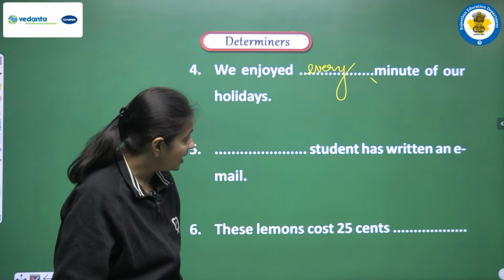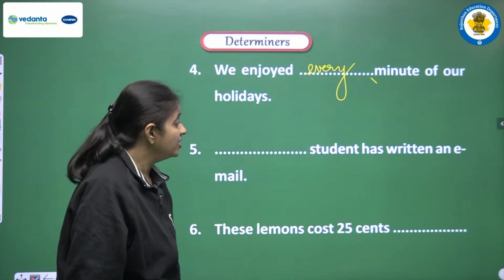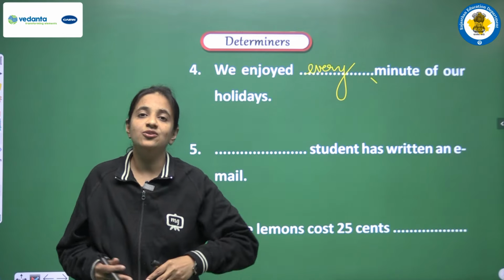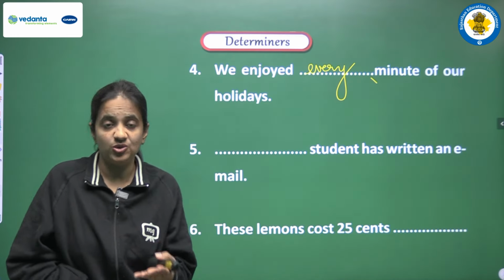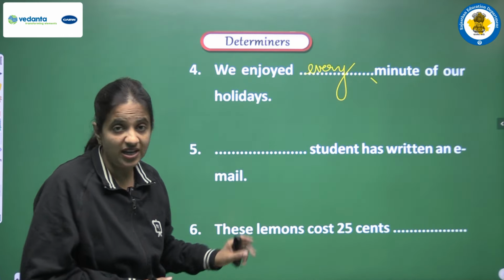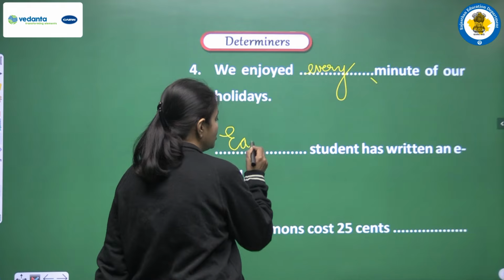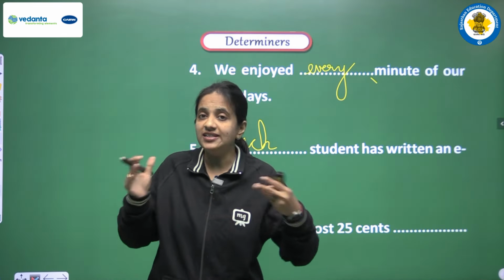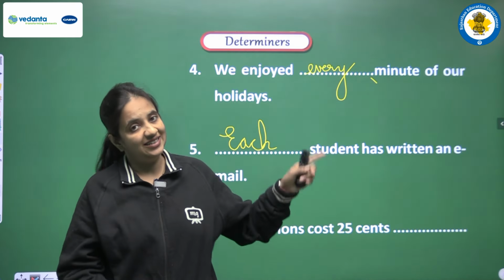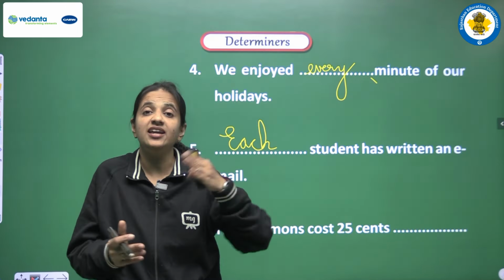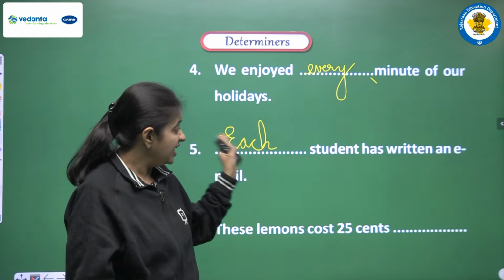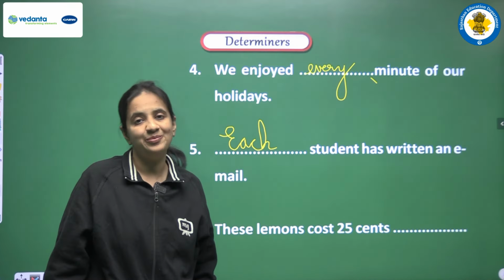Next is student has written an email. So here we are talking about an individual student, because suppose there are 20 students in a class, and we are saying that 20 में से 20 students ने अपना email लिखा है, okay, and this is the reason our answer will be each, because we are not talking about all the students as a group, but we are talking about all the students as individuals. एक student ने लिखा है, सब ने लिखा है, and our answer will be each, and the sentence will be: each student has written an email.